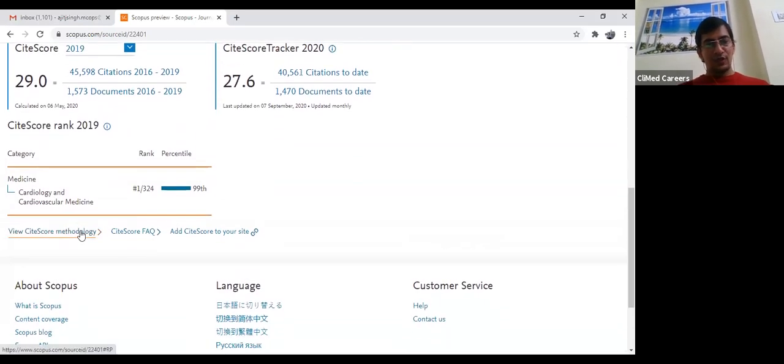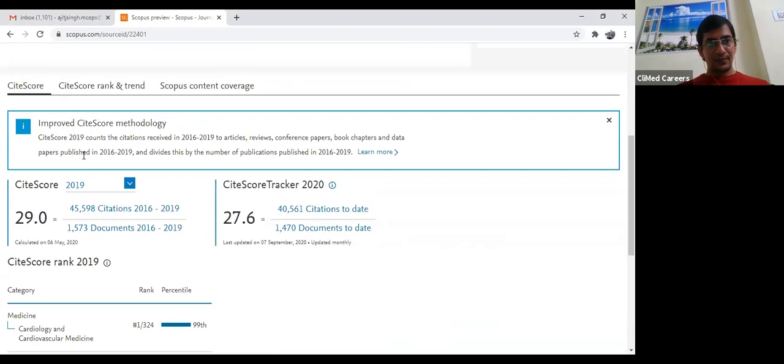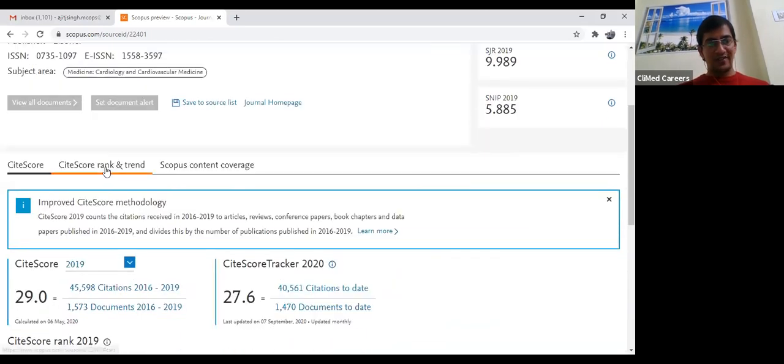Okay, so now if you want to see the citation methodology and all, or the rank of the journal, you can go here. You can click on the site score and rank trend here. Now we are seeing site score. Now we can click on the site rank.